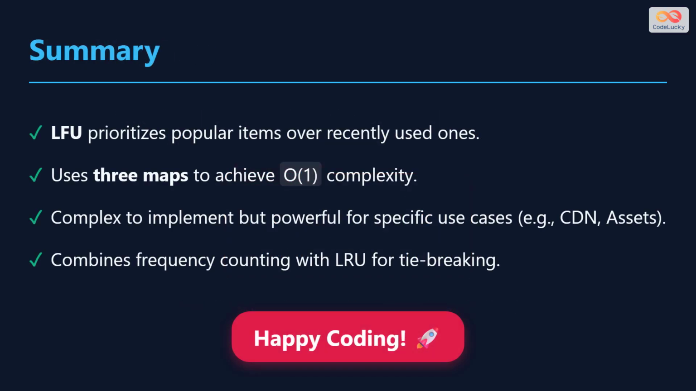To wrap up, implementing an LFU cache with O(1) complexity is a fantastic exercise in data structure design. By combining hash maps and doubly linked lists, we can efficiently track popularity and manage memory.